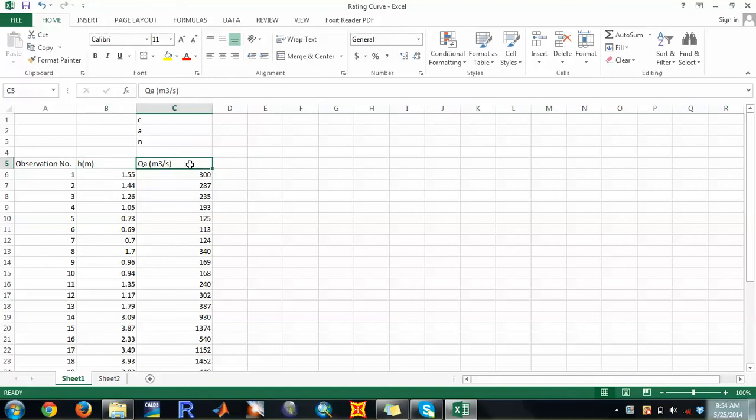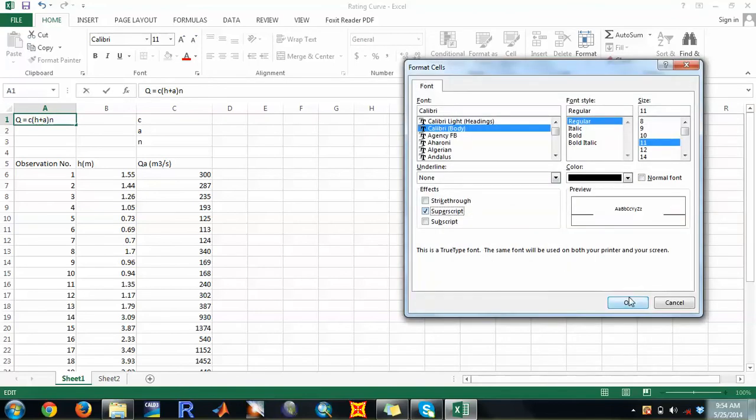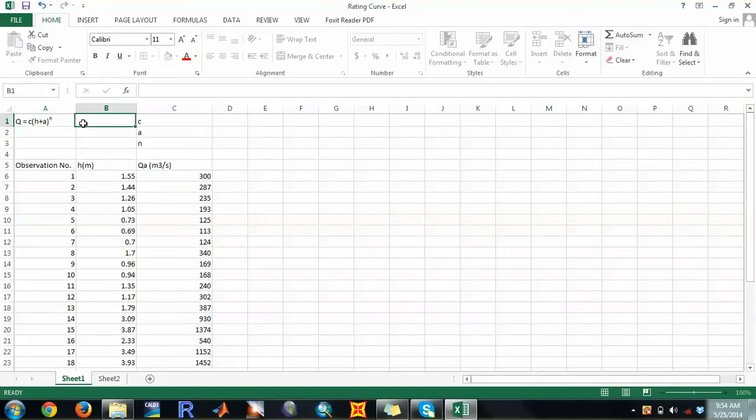We have two different methods to develop rating curves. One is a trial and error approach, which is a least square approach, and the other is a graphical approach. Anyways, the general equation is given as C (H plus A) raised to N, where C, A, and N are constants that we can randomly assume and iterate to find the optimal ones. So you randomly assume them with certain values.